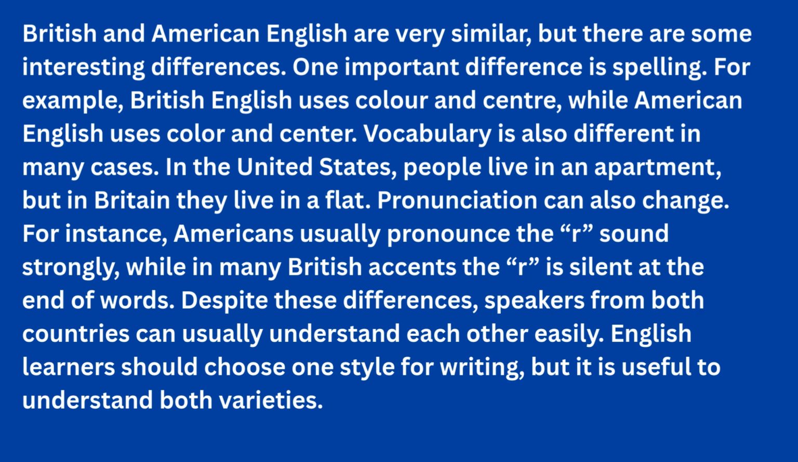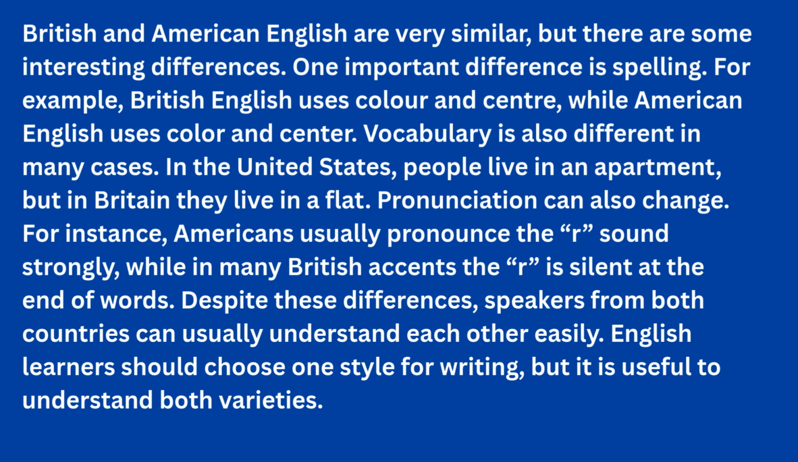British and American English are very similar, but there are some interesting differences. One important difference is spelling. For example, British English uses colour and centre, while American English uses color and center. Vocabulary is also different in many cases. In the United States, people live in an apartment, but in Britain they live in a flat.